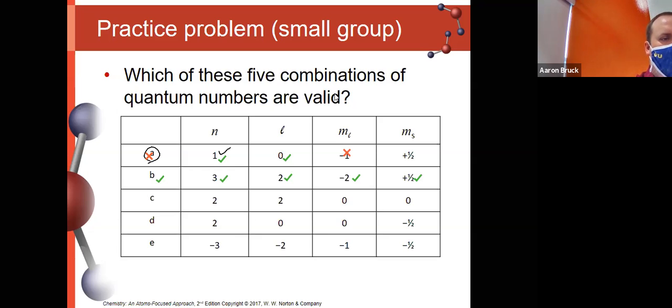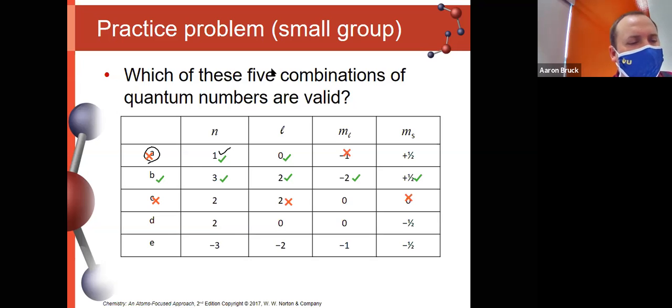Okay, and Sebas, you're right, that's incorrect. Why can't M sub S be 0? Right, it's either going to be positive half or negative half. 0 is not one of the allowed values. So if one number is invalid, that invalidates the whole thing. Are there any other numbers that are invalid here? Yeah, Kelly?